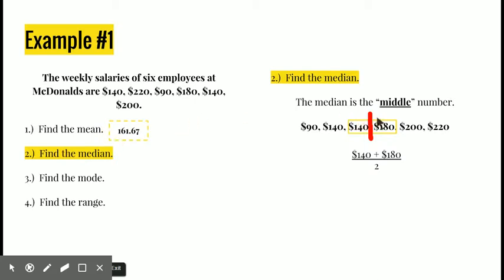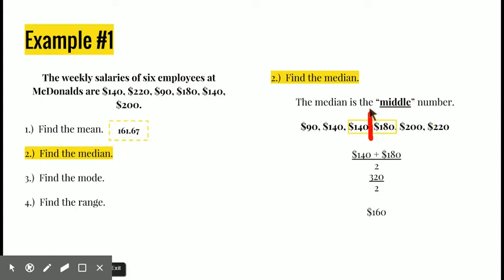And if you have a problem where it's an odd number of numbers and you know exactly what the median is, that's really nice, and we'll look at a problem like that later. But in this case, we have to find the median since there was no middle number written. Now, if I add these up, I get 320. And when I divide that by 2, I get 160.